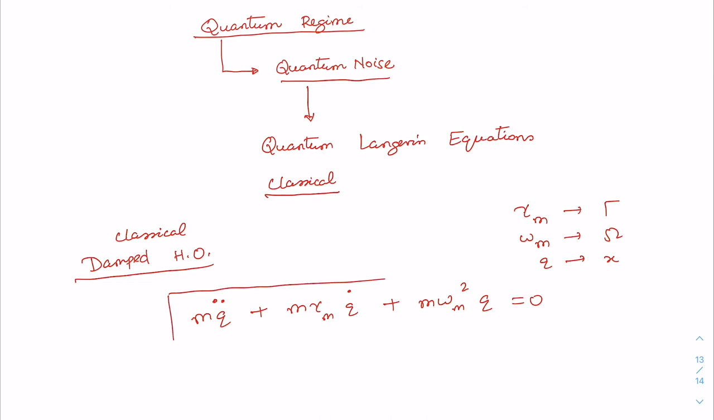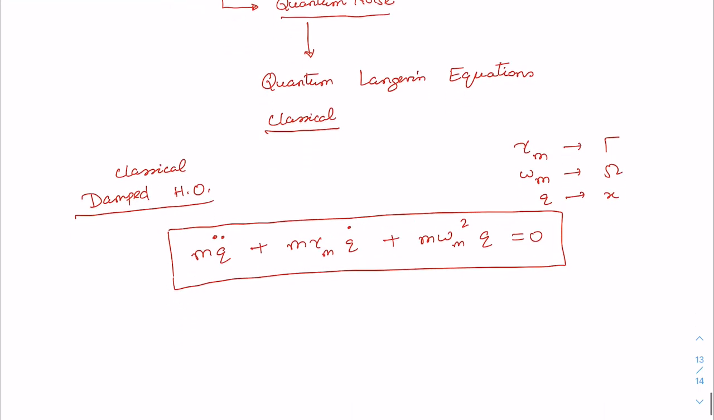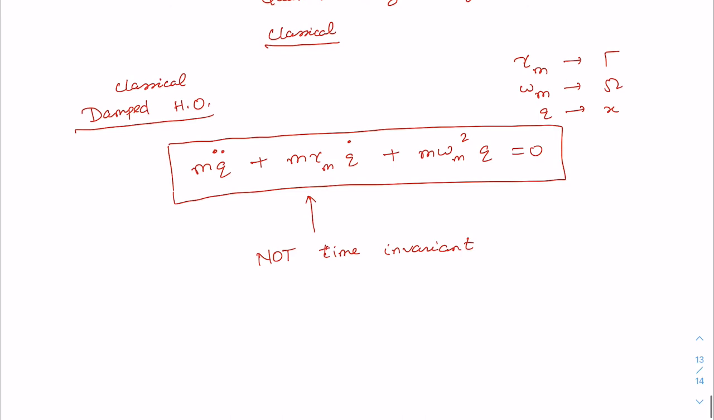So usually this is the damped harmonic oscillator equation, and in most situations it's all right, but there is a fundamental problem with this equation, because it is not time invariant. By this I mean that when you go from t to minus t, this equation would become m q double dot minus m gamma m q dot plus m omega m squared q is equal to zero.